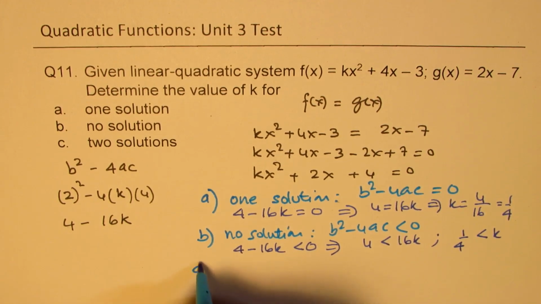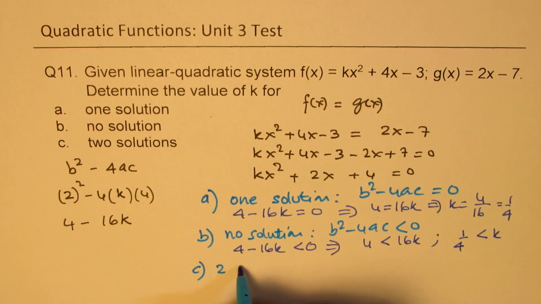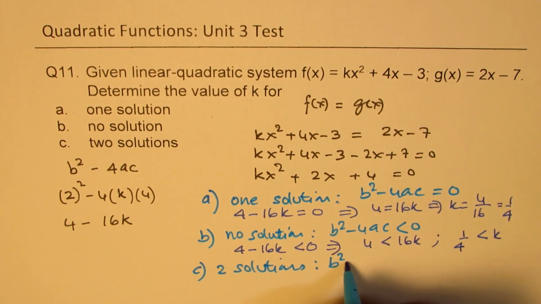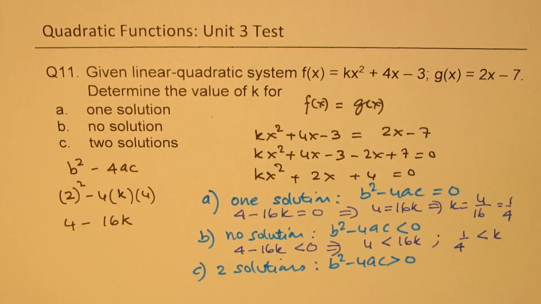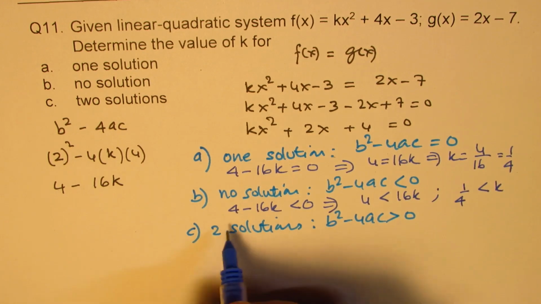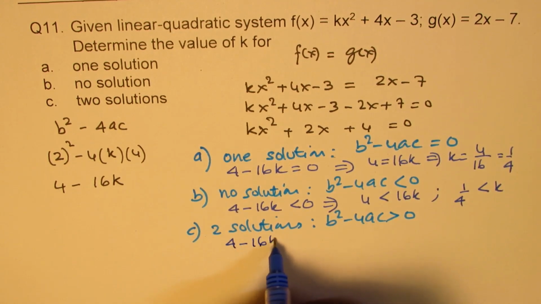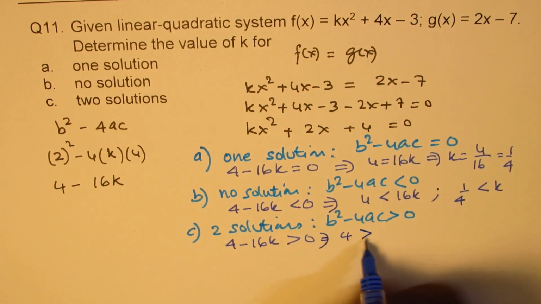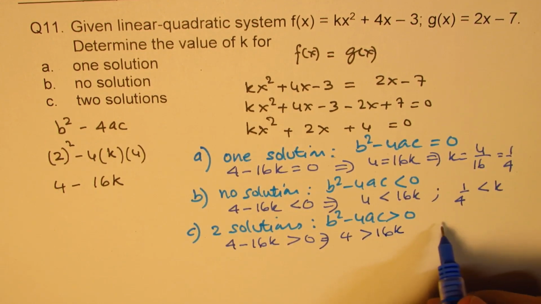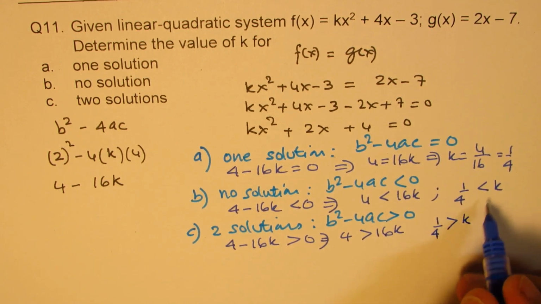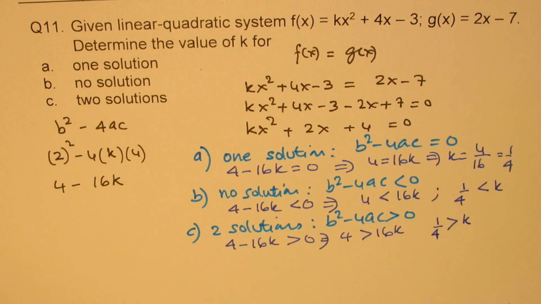And part C for this is two solutions, right? Two solutions means b squared minus 4ac should be greater than 0. Again, we are going to solve the same equation. So we get 4 minus 16k should be greater than 0. That means 4 is greater than 16k, and that means 1 over 4 is greater than k, or k is less than 1 over 4. Is that clear to you, right? So for each we got the solutions.